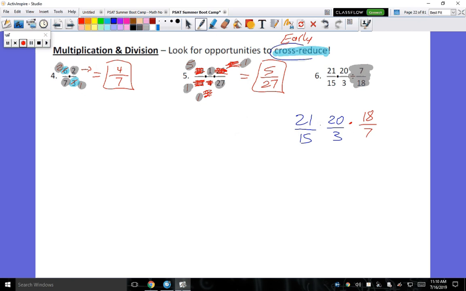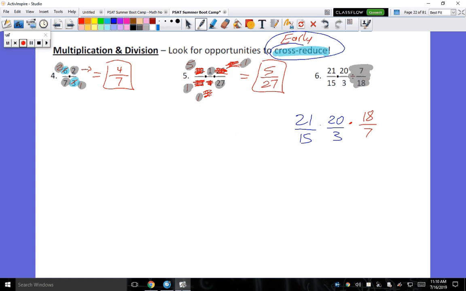I forgot to ask you a question. Why can you cancel early on these fractions that we're doing? Let's answer that question. Why can you do this? Like, you know that you should, but why can you cancel early? Because you're not changing the numbers. You're not changing what they are, you're just changing the numbers.